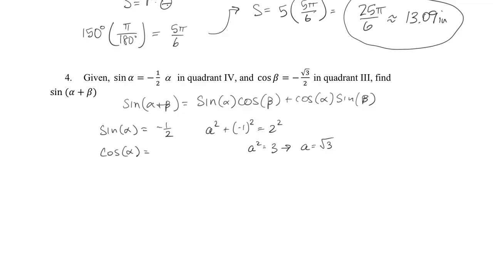So then the cosine of alpha is square root of 3 over 2, and then in quadrant 4, cosine's positive, so we're going to keep that as positive root 3 over 2. And now we need to do the same thing.